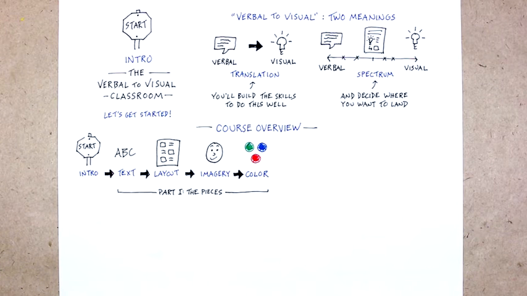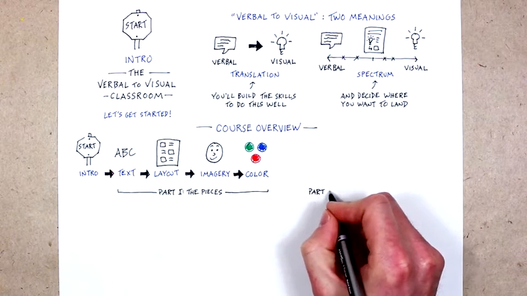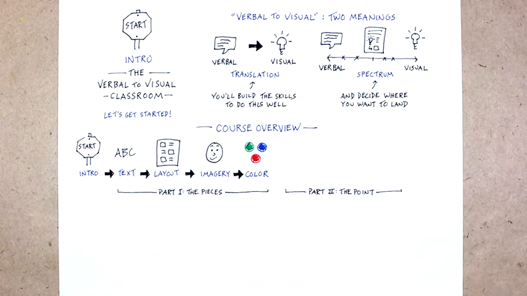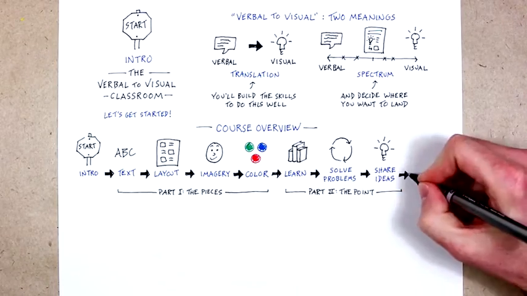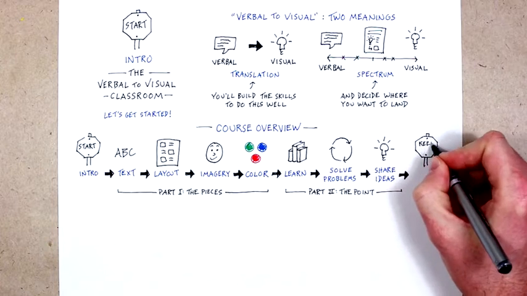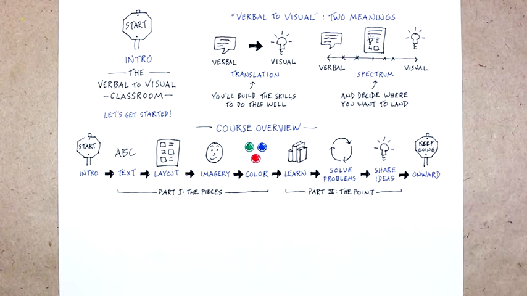And then, after you've got a solid grasp of those 4 pieces, we'll move on to part 2, the point, where you will combine some or all of those pieces to learn, solve problems, and share ideas. I call part 2 the point to remind you that it's not about creating a pretty picture. It's about using this particular tool of visual note-taking to fulfill a need that you have. That's the point, to take this tool and do something useful with it. In the final module of the course, I will pull it all together and let you know where you can go next with what you've learned. That is the outline of this entire course.